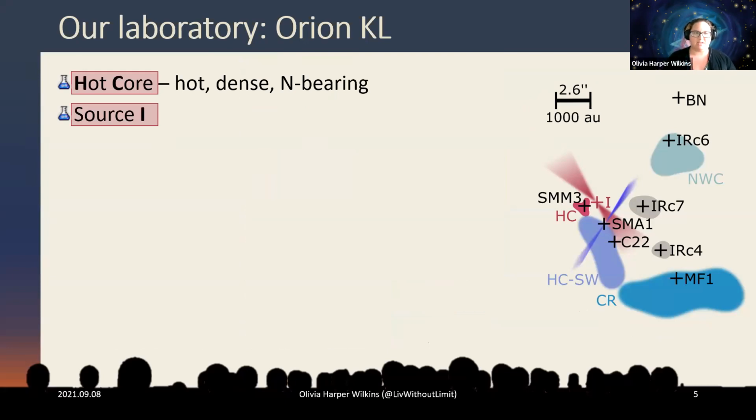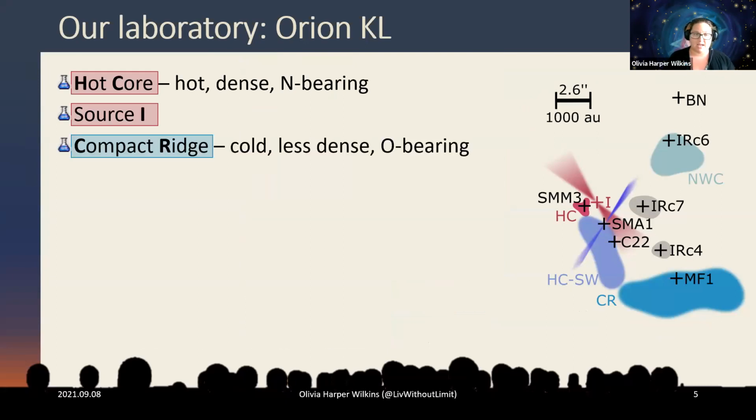This is going to be the main area of Orion KL that I will be talking about today. One area that I won't be talking about too much, but I think is worth mentioning, is the compact ridge. So the compact ridge is kind of like the opposite of the hot core. It's cold, it's less dense, it's the traditional site of oxygen-bearing chemistry.